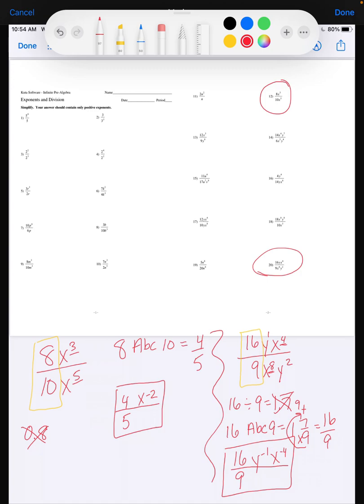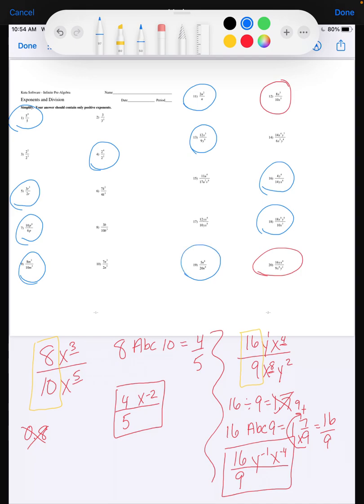So some of these will stay the same, some of them will reduce, but no decimals. Okay, and the ones that you guys are going to do today are 1, 4, 5, 7, 9, 11, 13, 16, 18, and 19 again, and these are listed in your directions.